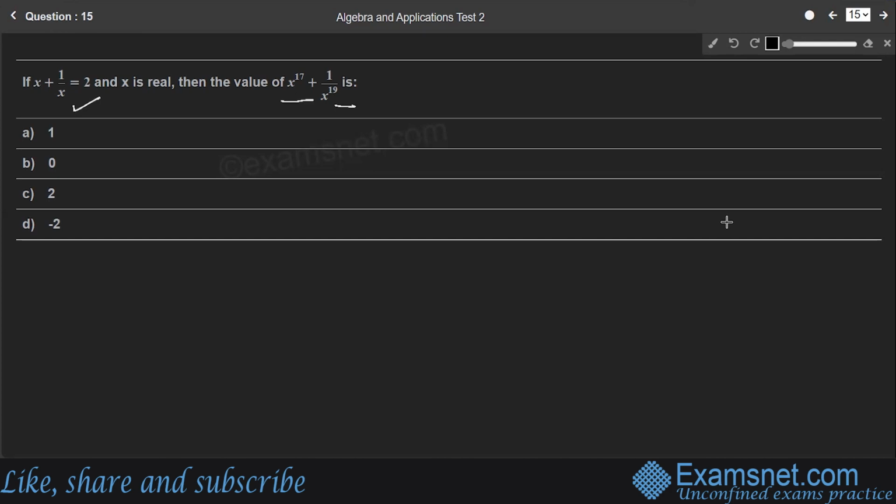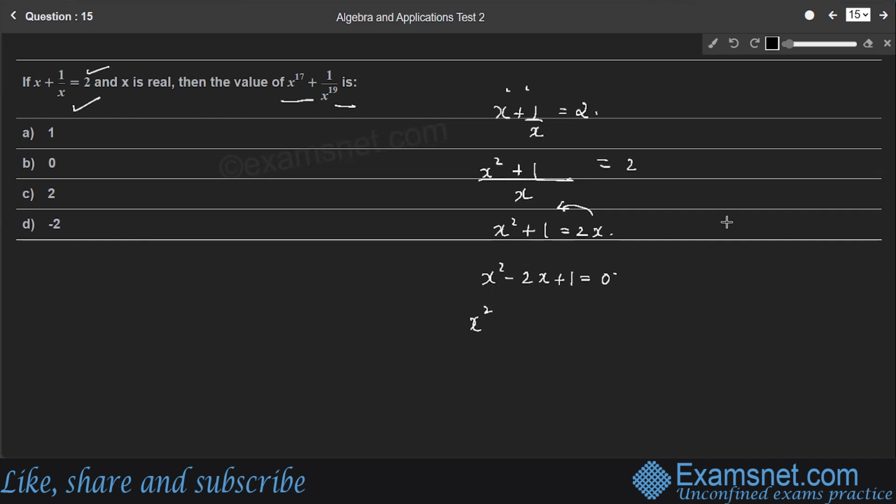So let us find the value of x first, right? So x plus 1 by x is equal to 2, right? So simplify it. Here, by taking x as the LCM, the numerator becomes x square plus 1 is equal to 2. So x square plus 1 is equal to 2x. Take this 2x to the LHS part. x square minus 2x plus 1 is equal to 0. A quadratic equation.